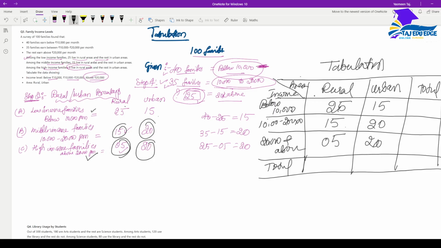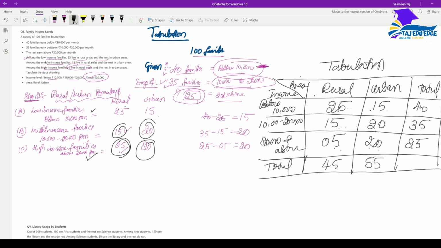Now what we need to do? We need to find the totals, right? Total horizontally and vertically. 25 plus 15, how much? 25 plus 15 is 40. Okay, next 15 plus 20, how much? That is 35. Next 5 plus 20, that is 25. Next here 25 plus 15 plus 5, that is 45 total. Okay, next 15 plus 20 plus 20, that is 55.